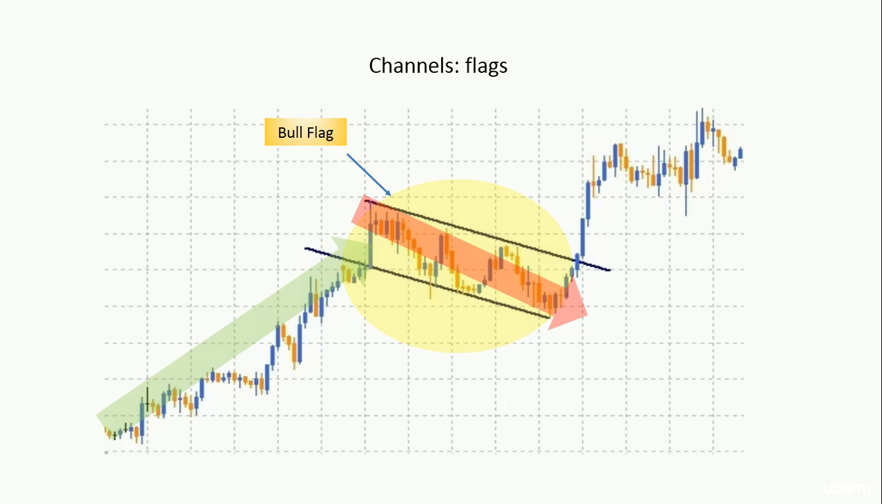Because flags are confusing, I will explain it again. As you have seen, a flag is a type of channel which is a trending channel in the opposite direction of the main trend that is preceding it. It doesn't matter if it's a triangle or a parallel channel. A bull flag is a downtrending channel, I mean a bear channel, which comes just after a bull trend, while a bear flag is a bull channel, which comes just after a bear trend.